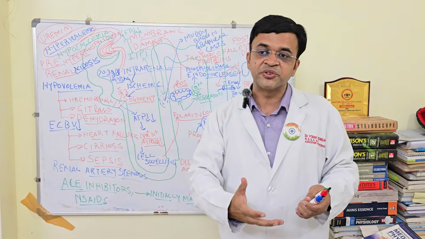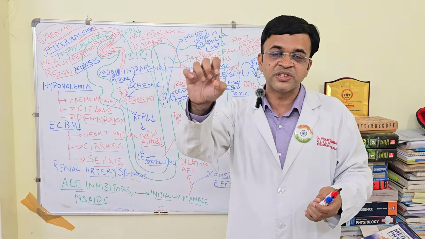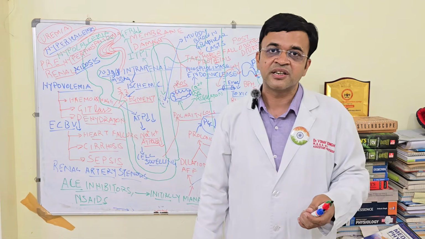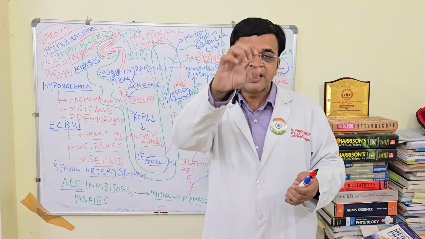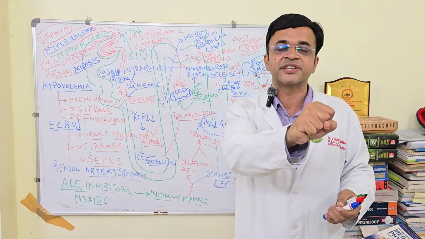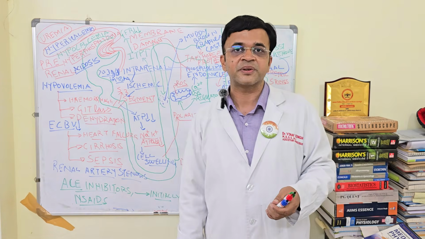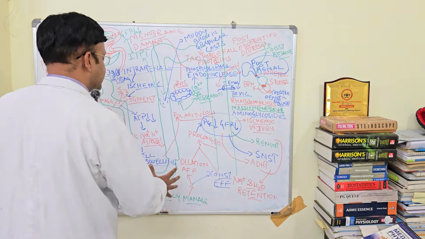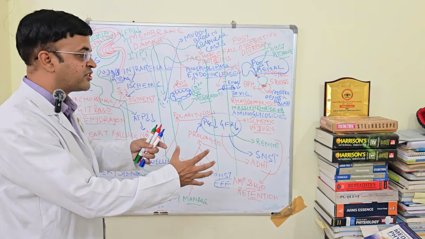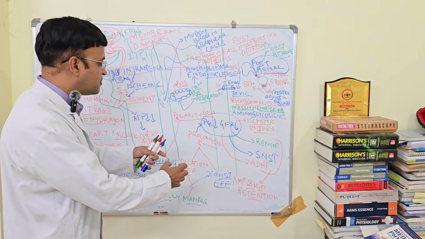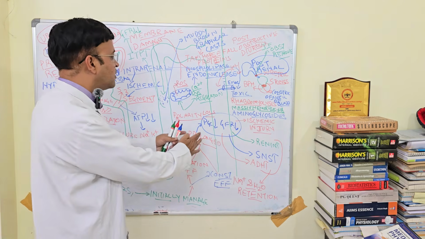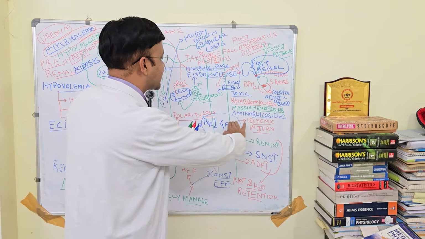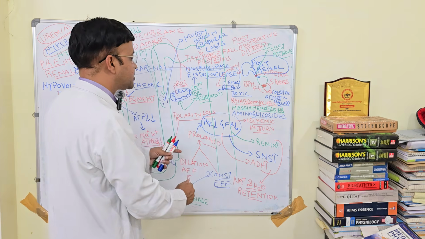And it can be also due to drugs like ACE inhibitors, which are going to dilate your efferent arteriole and reduce the pressure inside the capillaries, or due to NSAIDs, which are going to inhibit the prostaglandins and constrict your afferent arteriole, right? So initially the body will somehow try to manage by dilating the afferent arteriole and constricting the efferent arteriole, but if this condition persists, it will lead to a fall in the pressure inside the glomerulus and GFR, and this can further lead to ischemic injury.